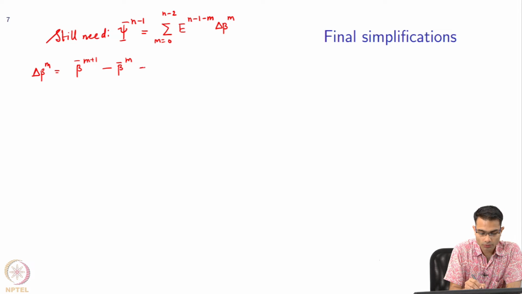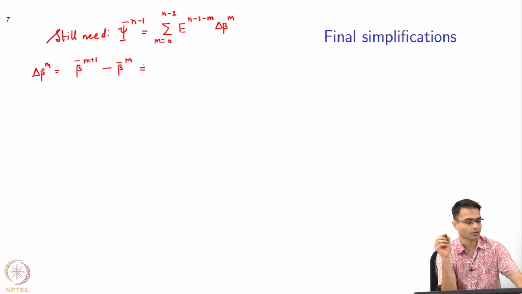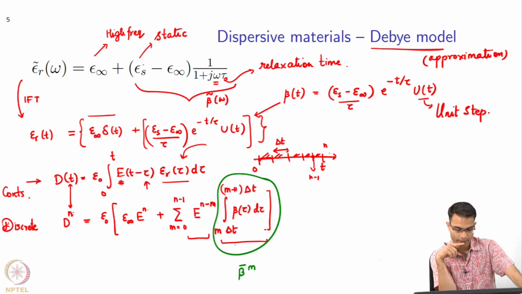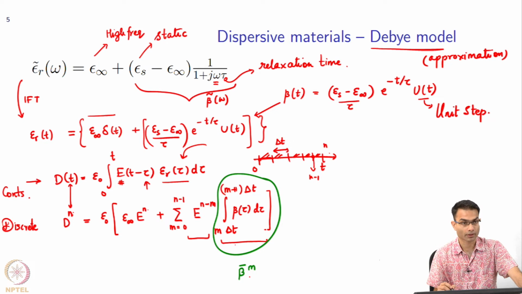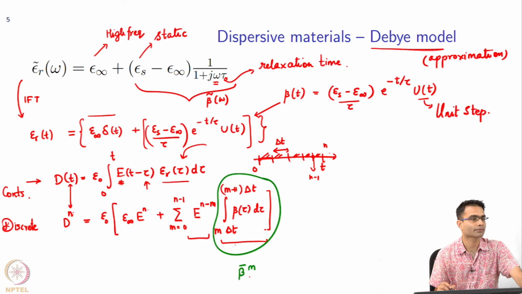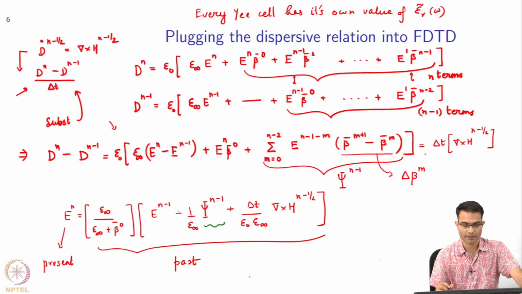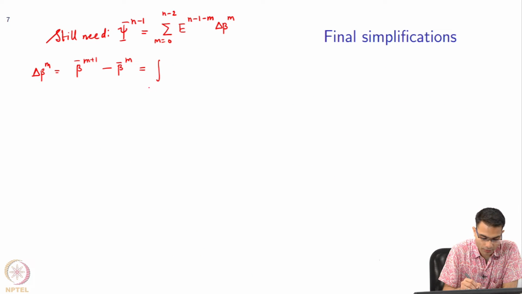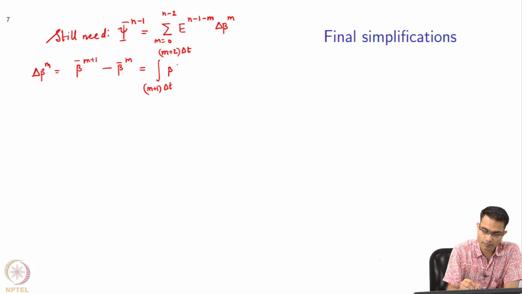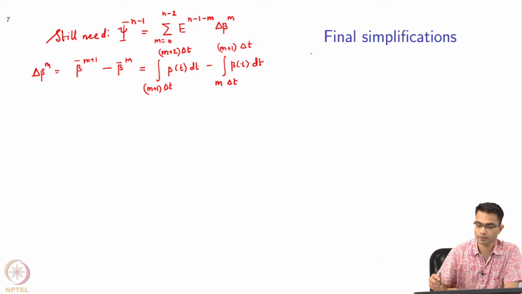And now I need to substitute the definition of beta bar. So, what was beta bar? If you remember, I think we had defined it over here, in the green font. Beta bar m was the integral of beta over one time instant, right. So, let us just use the definition of this beta bar. So, this integral will be from which time instant to which time instant? M plus 1, right. So, m plus 1 delta t to m plus 2 delta t, and I am going to have a beta t dt. Similarly, m delta t to m plus 1 delta t beta t dt, okay.